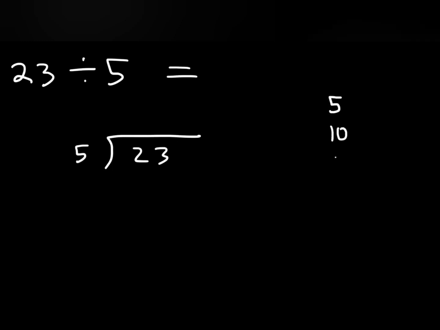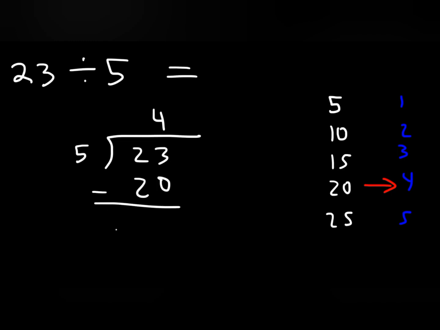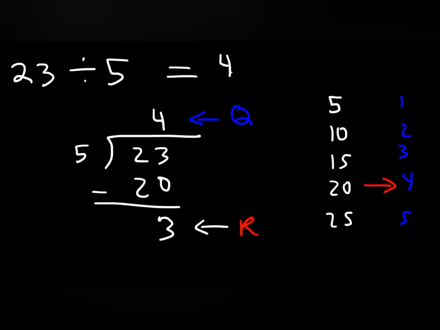5 plus 5 is 10, 10 plus 5 is 15, 15 plus 5 is 20, 20 plus 5 is 25. And so this is 1, 2, 3, 4, 5. Now 25 exceeds 23. 20 is the highest number just under 23. So we could say that 5 goes into 23 4 times. 5 times 4 is 20. And then subtract. 23 minus 20 is 3. And so this is the remainder, and the quotient is 4. So we can write the answer as 4, remainder 3.